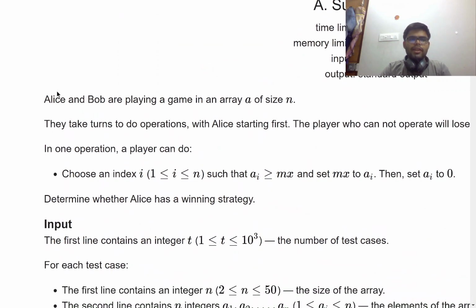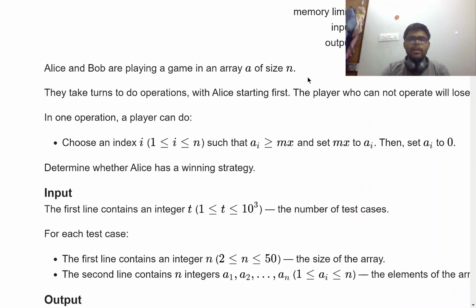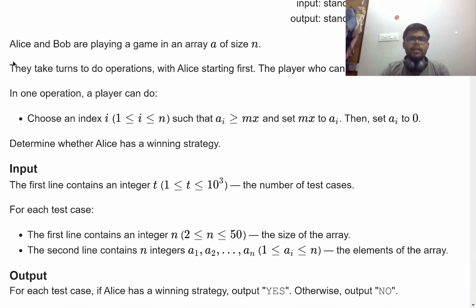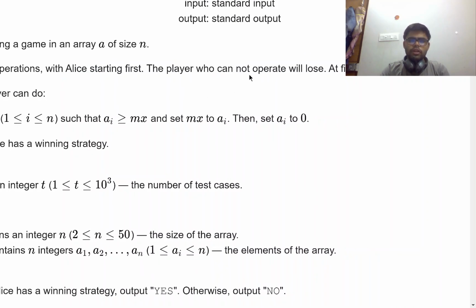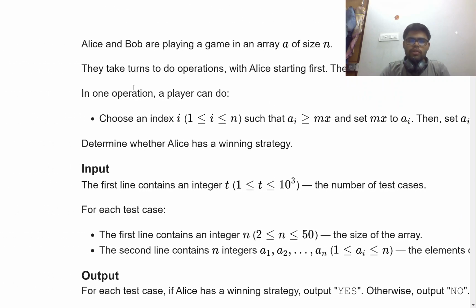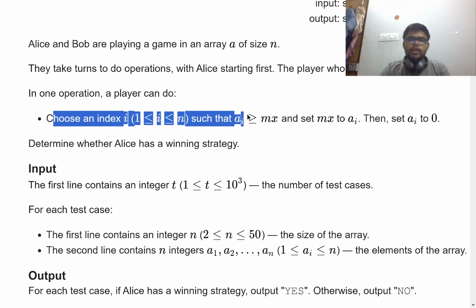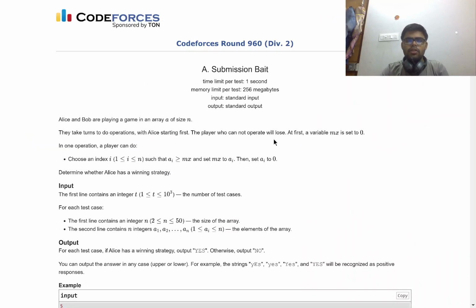The problem says that Alice and Bob are playing a game where they have an array of size n. They take turns to do operations, with Alice starting first. The person who cannot make any operation will lose, and at first there is a variable mx which is set to 0. In one operation, the player has to choose an index such that the element on that index is greater than or equal to mx, and then set mx equal to ai, and then ai will be set to 0. And we have to determine whether Alice has a winning strategy or not.